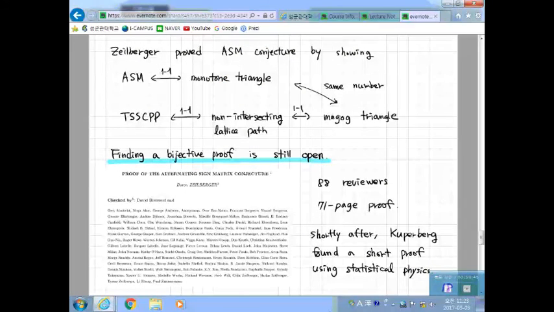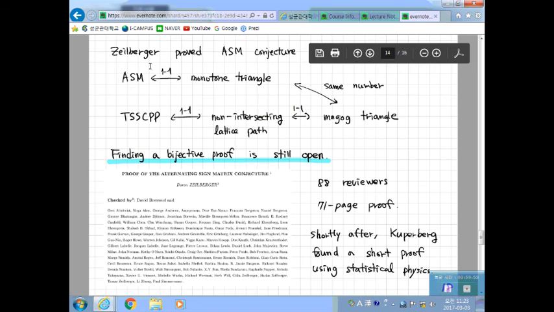So finally, even though people came up with different objects with the same number, no one was able to prove this. But finally, Zeilberger proved the ASM conjecture. But his proof was very, very complicated.